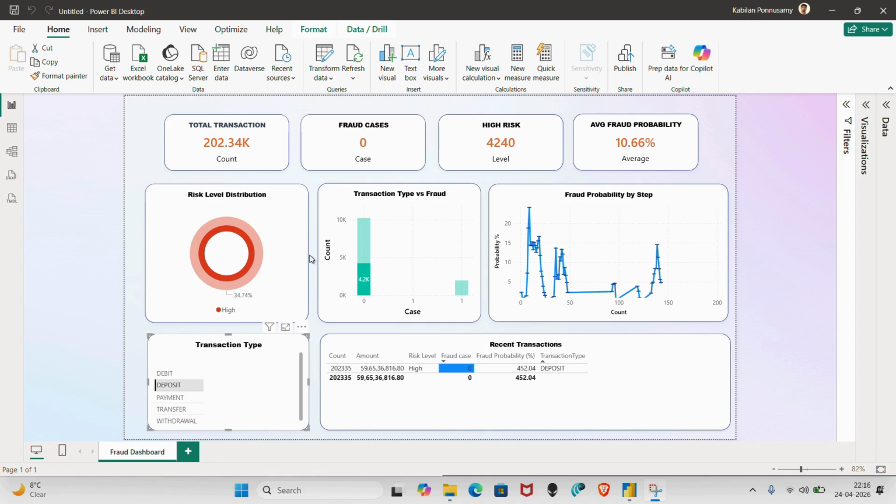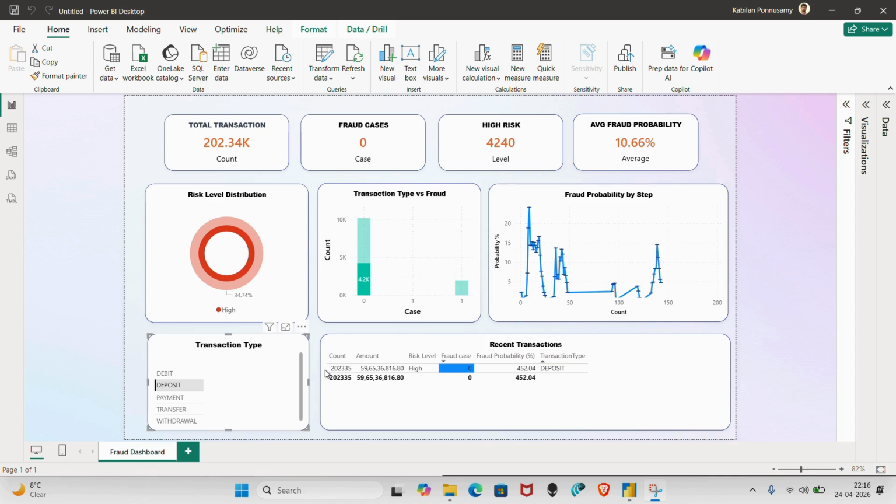In the risk level distribution, around 34.74% of the deposit transactions fall under the high risk category. The transaction versus fraud chart again confirms 0 fraud cases, and the fraud probability by step chart shows high probability spikes, indicating that deposit transactions are more suspicious even though no fraud is confirmed.